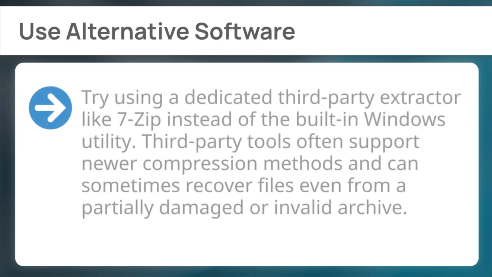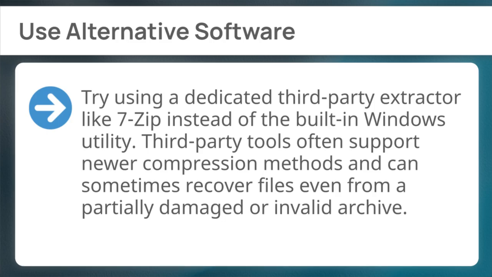Finally, use alternative software. Try using a dedicated third-party extractor like 7-Zip instead of the built-in Windows utility. Third-party tools often support newer compression methods and can sometimes recover files even from a partially damaged or invalid archive.